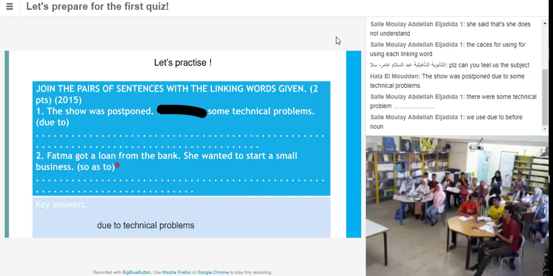So Fatma got a loan from the bank. She wanted to start a small business. So if you read these two sentences, what is the goal or what is the purpose of Fatma? She wants to start a small business. Very good. So here the verb that she wants to achieve is to start a small business. Now, please, can you write the answer to this question in the chat space?